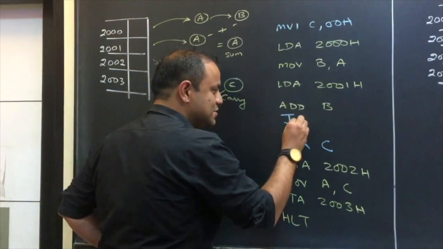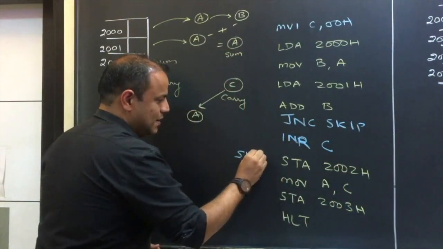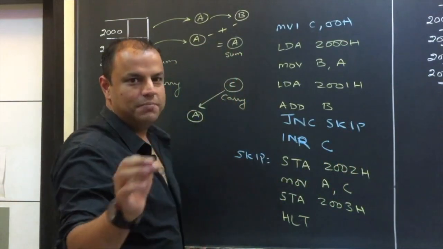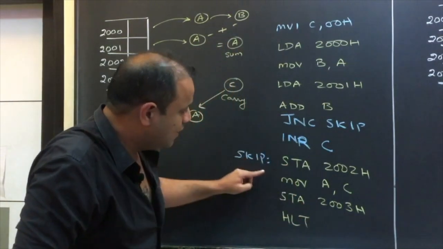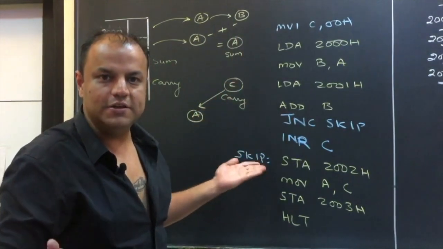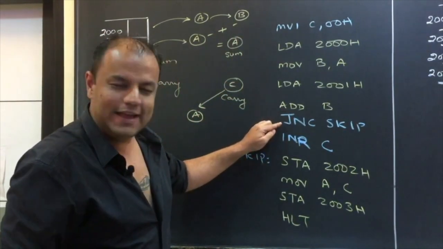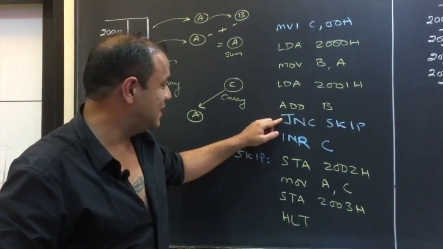The instruction is JNC skip. This is skip. JNC stands for jump if no carry. I repeat, jump if no carry. So if there is no carry, directly skip and store the result, because you assume C to be 0, it is valid. If there is a carry, it will not jump, because I have said jump only if there is no carry. So if there is a carry, it will not jump.